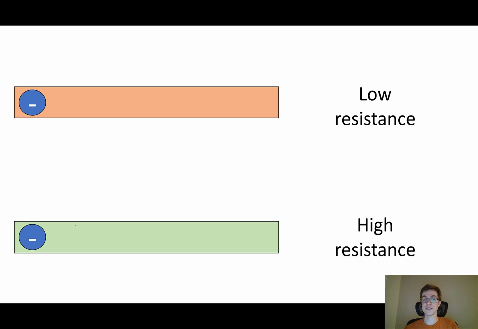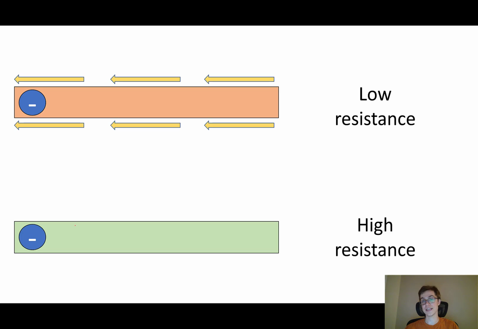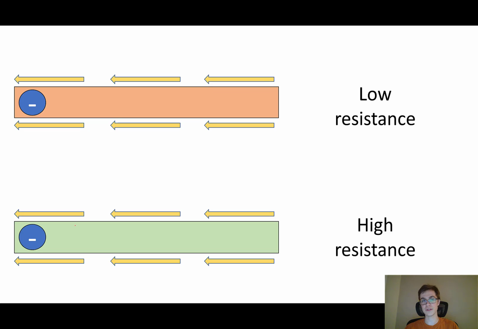So I have two different materials, two different wires. The one on top has low resistance, and the one on bottom has high resistance. If I apply the same electric field to both of them, which one do you think is going to move more easily?